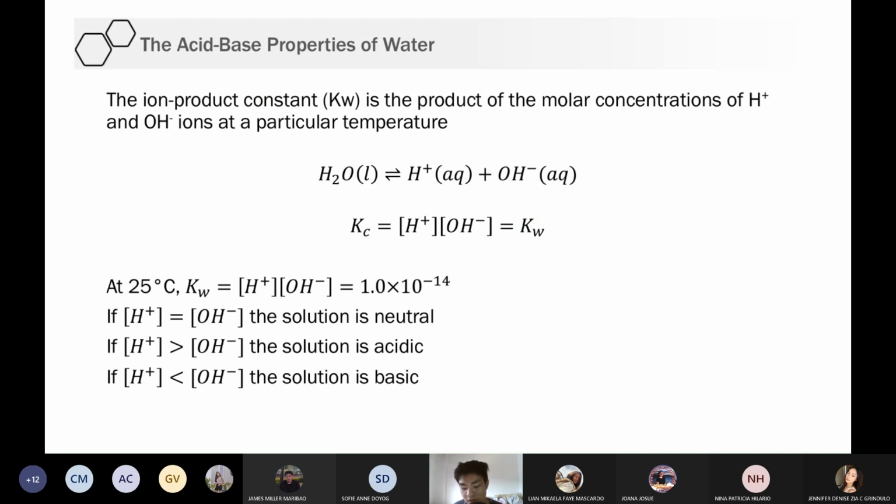At 25 degrees Celsius, Kw is equal to 1 times 10 raised to negative 14. Okay? Actually, from this one, dito nag-umpisa yung pH scale, no? Mamaya, baka madaanan natin ngayon. So, again, at 25 degrees Celsius, the ion product of water is 1 times 10 raised to negative 14.